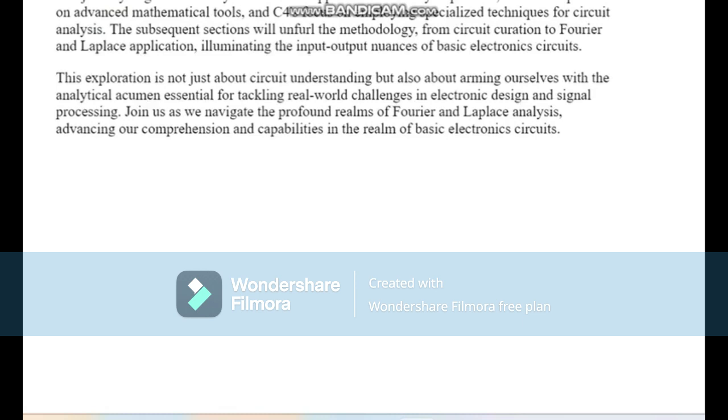This exploration is not just about circuit understanding but also about arming ourselves with the analytical acumen essential for tackling real-world challenges in electronic design and signal processing. We navigate the profound themes of Fourier and Laplace analysis, advancing our comprehension and capabilities in the realms of basic electronic circuits.